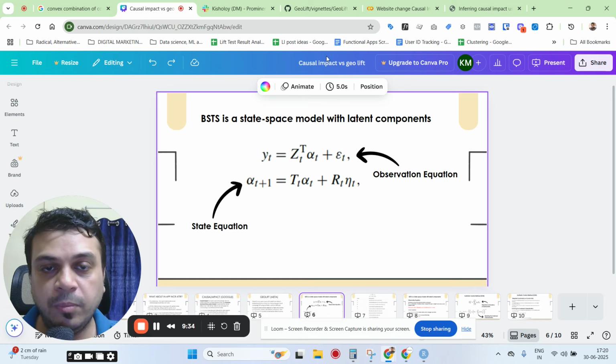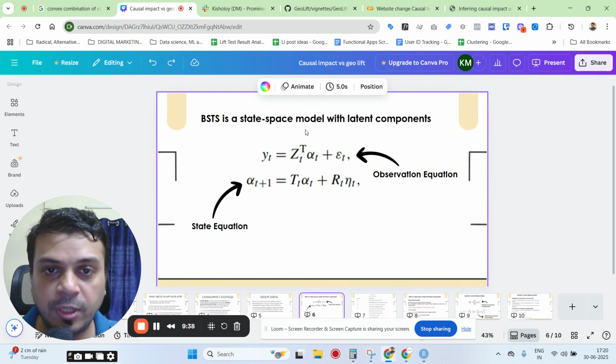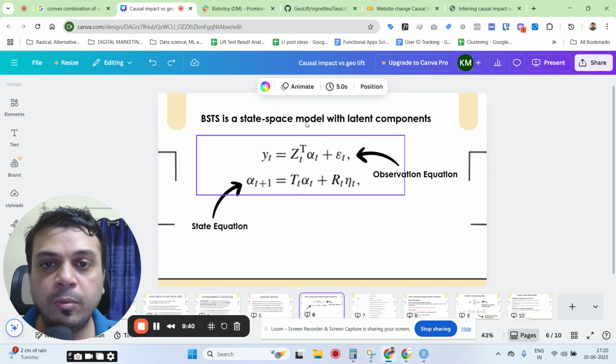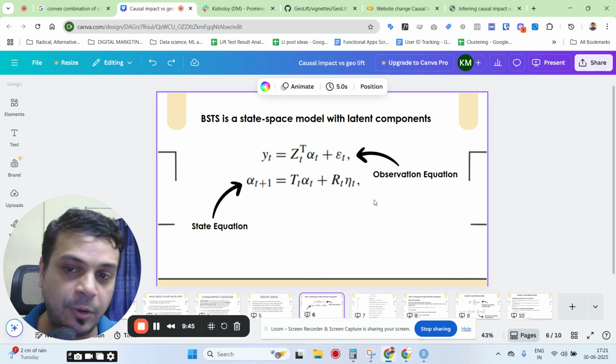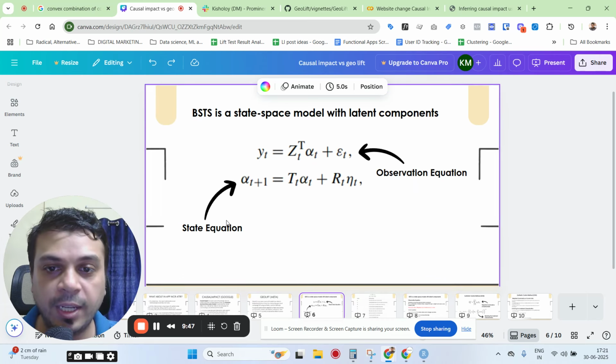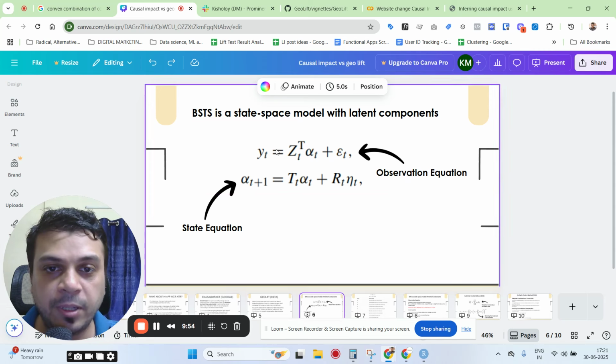So this is for Google's causal impact. Like I said, this is Bayesian structural time series, and it's basically what is called a state space model with latent components. Okay, now I know that's a mouthful, but I'll just try to break it down quickly. So you have an observation equation, you have a state equation, and the first one is the observation equation, and you'll see that there are a couple of parameters here.